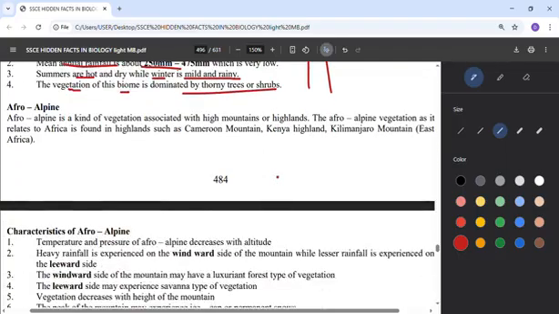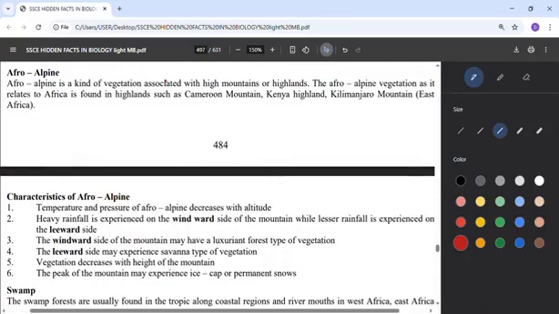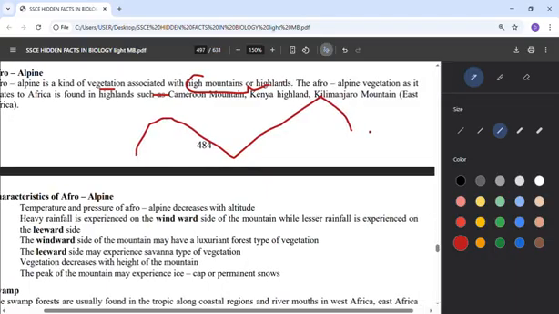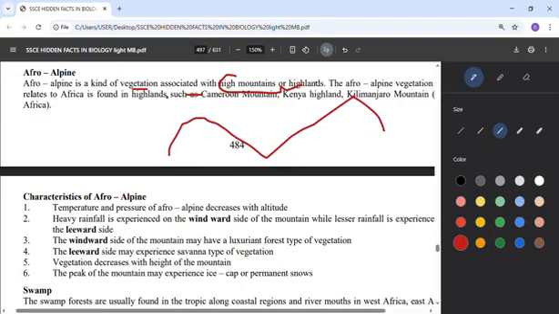Final one, we look at Afro-alpine. It is a kind of vegetation associated with high mountains, or we say highland. The vegetation of the Afro-alpine as it relates to Africa is found on mountains like Mount Cameroon, Mount Kenya, and Mount Kilimanjaro.